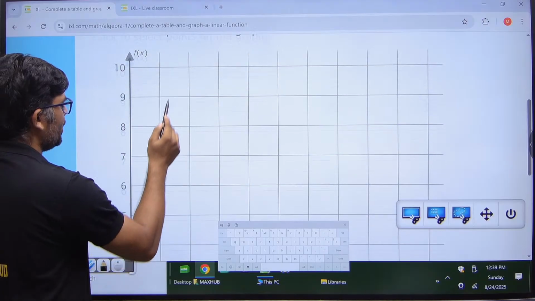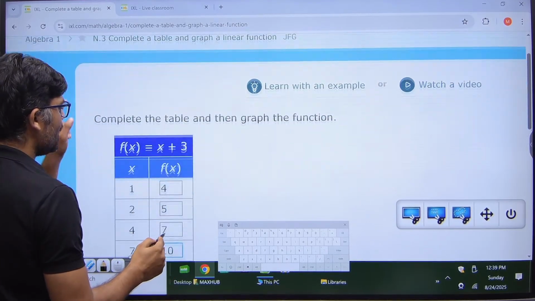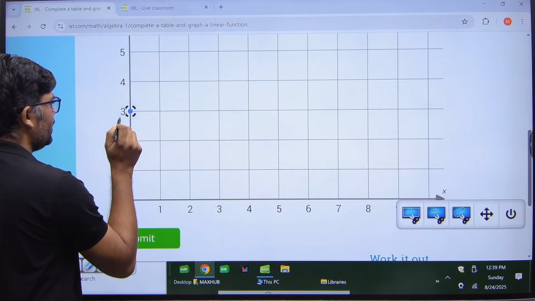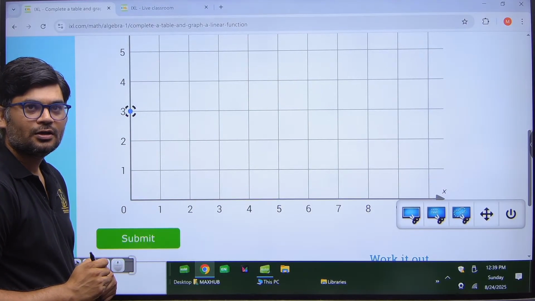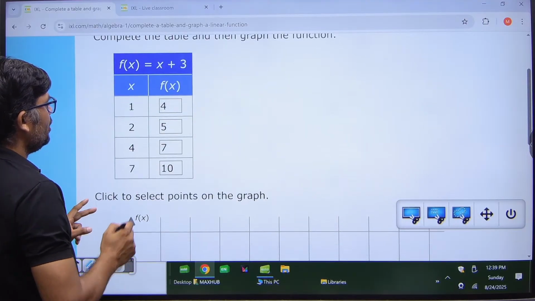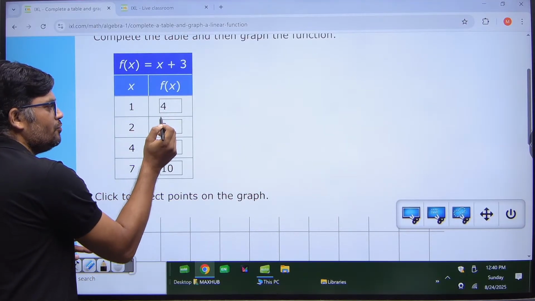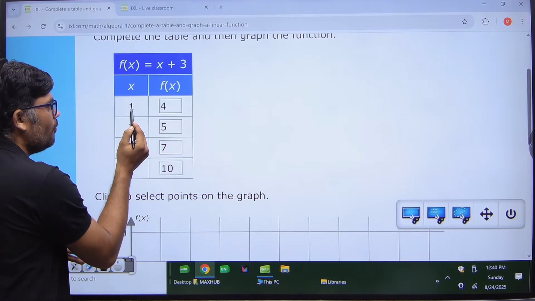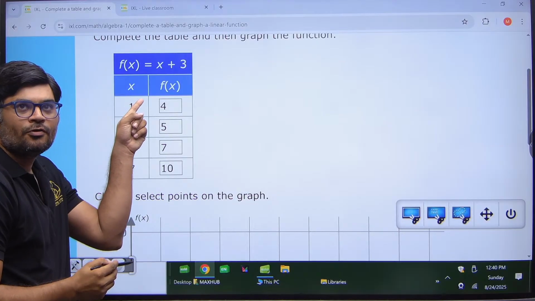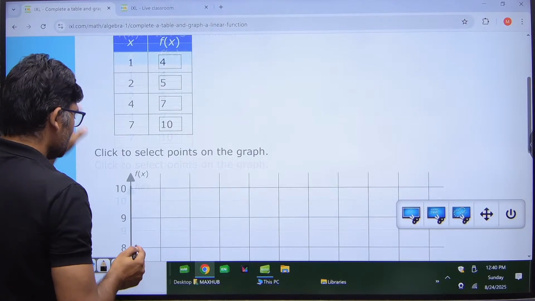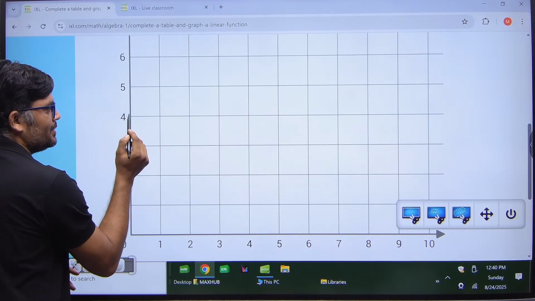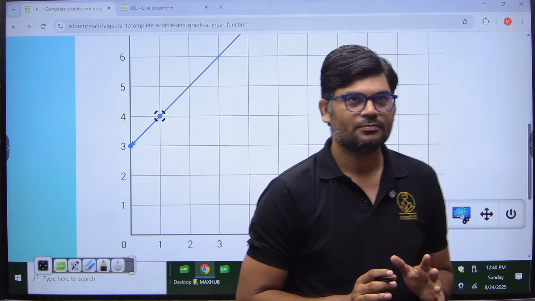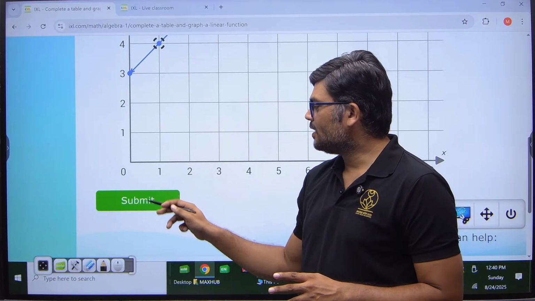Okay, now you have to draw the graph. So you have to draw the graph of x plus 3. So when you take x equal to 0, what are you going to get? 3. And if you move 1 unit in the x-axis, how much do you move in the y-axis? 1 unit only. See, from 1 to 2 you moved 1 unit in the x-axis. From 4 to 5 you moved 1 unit in the y-axis. So that means I will move 1 unit in the y-axis and 1 unit in the x-axis. So this will be my graph. Understood? Yes, sir. So complete the table and draw the graph.